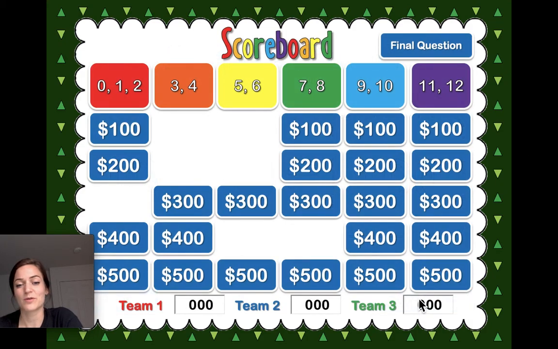Go ahead and add up all your points. You can comment in the private comment. Let me know how many points you got on this assignment. Hopefully you had fun with it. Hopefully it gave you a little bit more practice with your math facts.